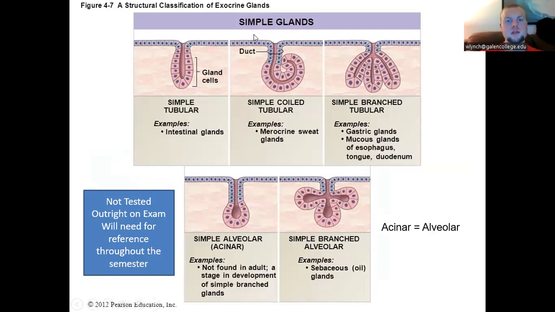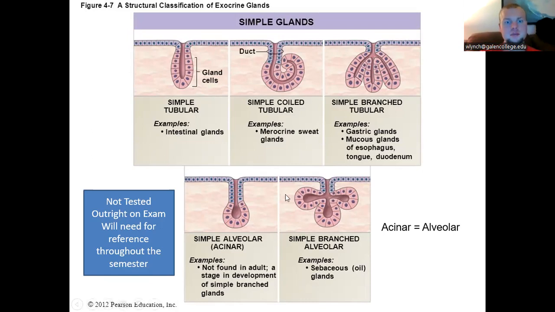We can have a coiled tubular gland. Here, we're going to have a tubular gland that has a coil or a binding at the end. So we're wrapping it around almost like a snail. We find these in merocrine sweat glands. And we have branched tubular. Branched tubular is going to have several layers of branching, as we can see. We find this in the gastric glands, the glands of the esophagus, tongue, and duodenum, which is the initial portion of your small intestine.